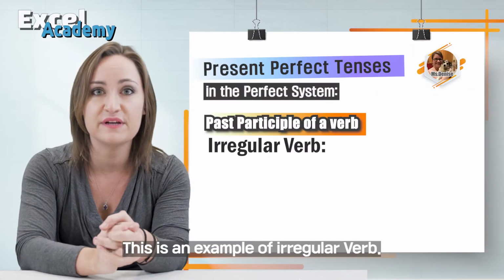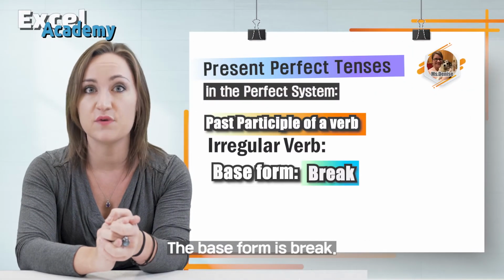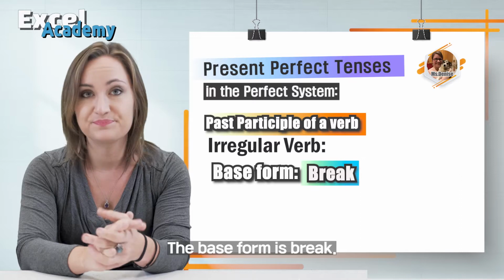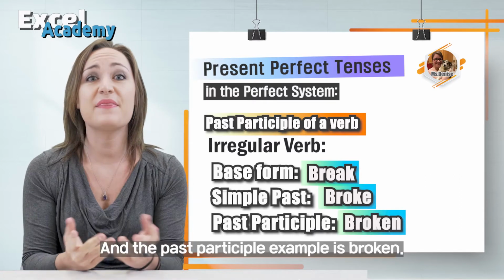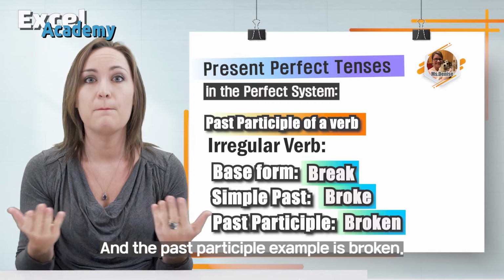This is an example of an irregular verb. The base form is break, the simple past is broke, and the past participle is broken.